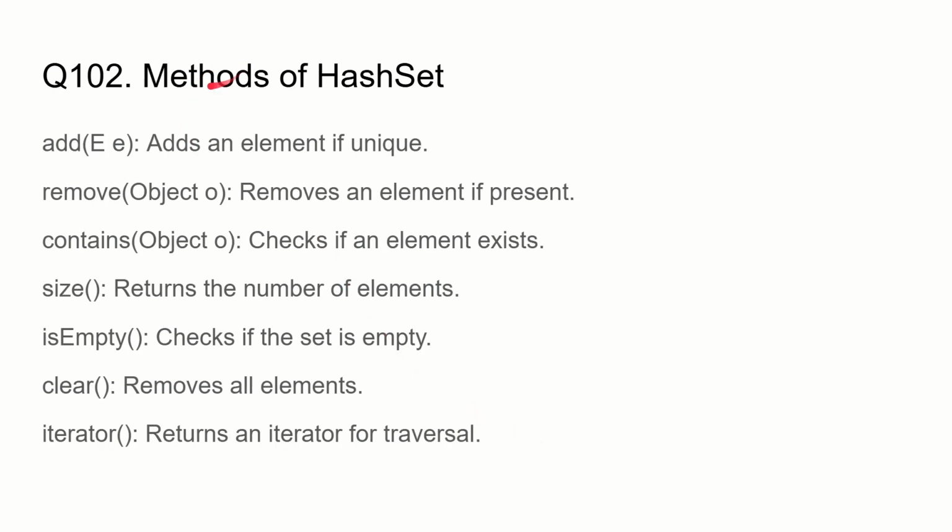Another question that can be asked is to explain some methods of HashSet. The first is the add method, to add the element if it is unique and not already present. Remove removes an element if it is present. Contains checks if an element exists. Size returns the number of elements. Is empty checks if the set is empty. Clear removes all the elements. Iterator returns an iterator for traversal of HashSet values.